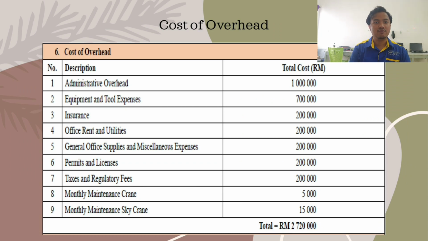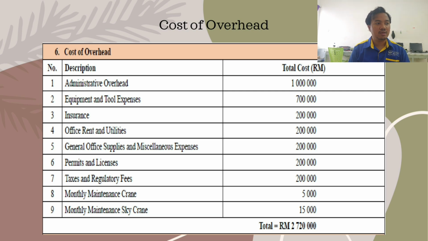And lastly, for the cost of overhead, the overall cost of overhead. First is administrative overhead, which is 1 million. Second is equipment and tool expenses, which is 700,000. Insurance is 200,000. Office rent and utilities is 200,000 too.